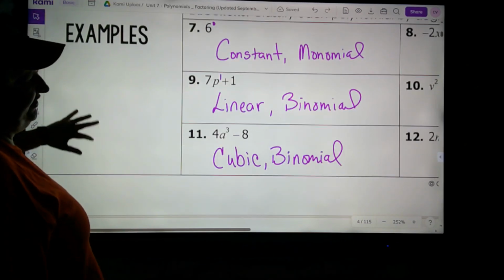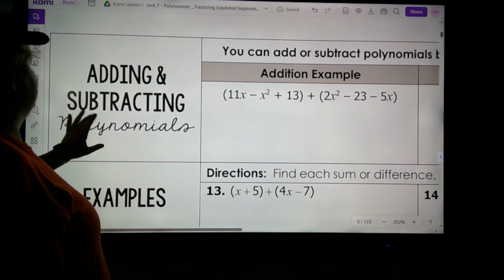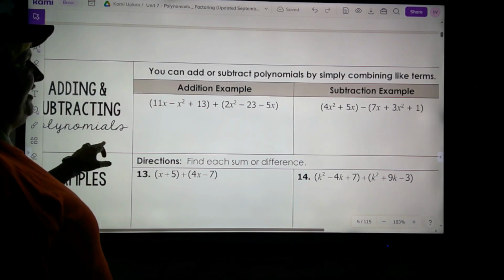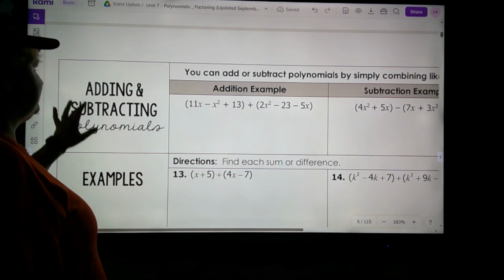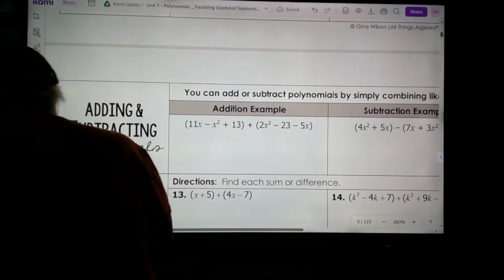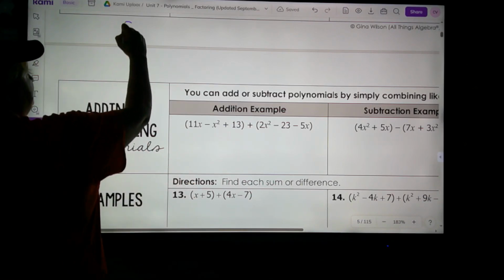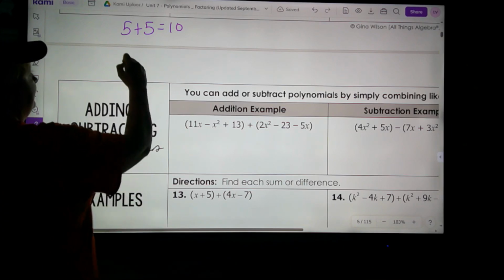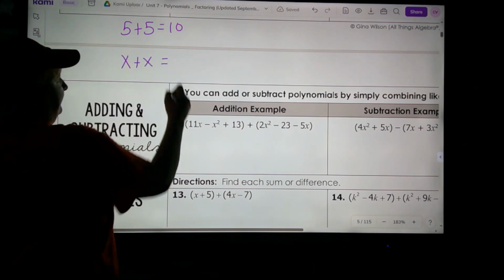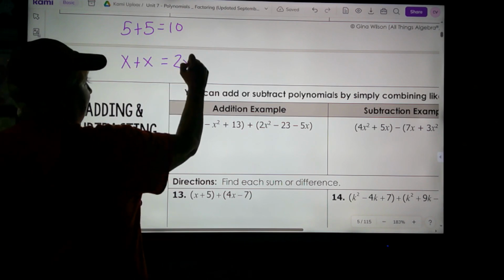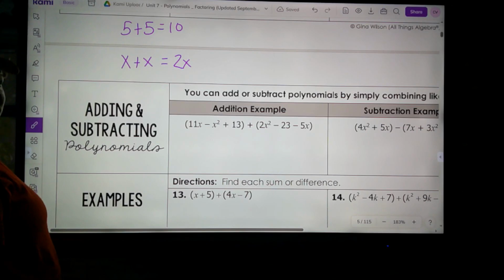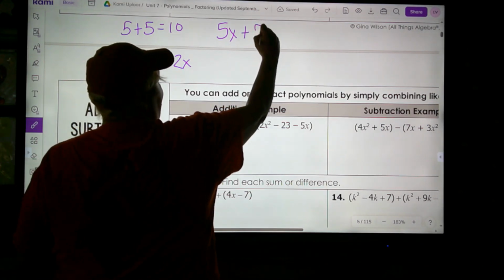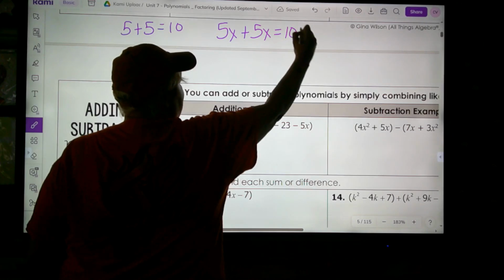All right, you should be able to do 8, 10, and 12. All right, and then when you add and subtract polynomials, you simply combine the like terms. So, crash course in combining like terms. What are like terms? Two constants can be combined because they're like terms. Two variables can be combined because they're like terms. How many x's? 2 x's. Alright, so 5x and 5x can be combined because they're like terms. That would be 10x.